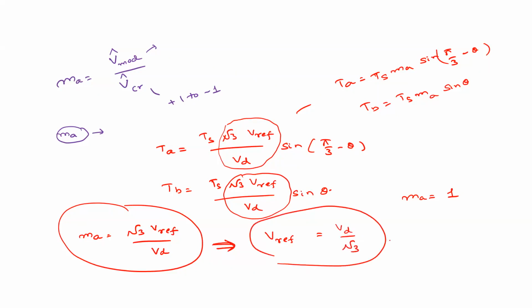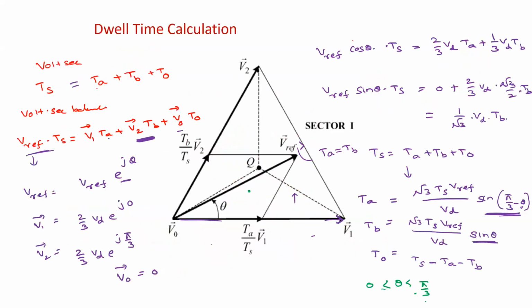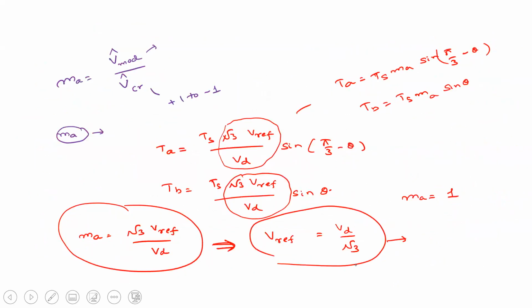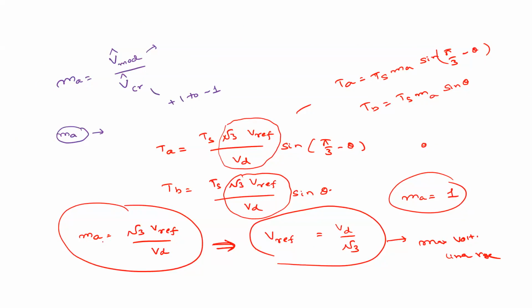If you notice, this will be the maximum possible. This is the circle, and this is the radius of the circle. From 0, this corresponds to the maximum voltage, the maximum voltage obtained in the linear range. That's why we defined MA equal to root 3 V reference by VD, so V reference equals VD by root 3. In other words, this will be the maximum voltage that can be obtained using sine PWM space vector modulation without going into the nonlinear range.